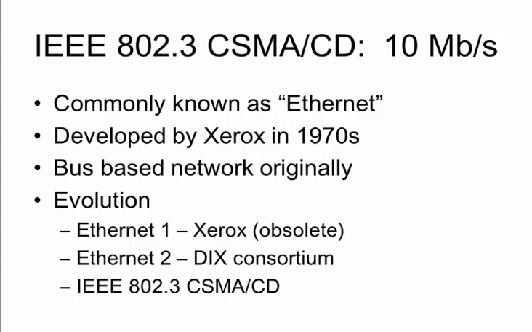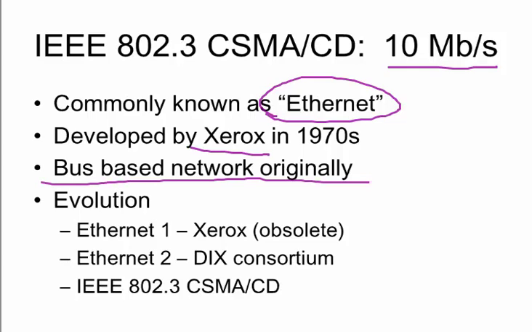So IEEE 802.3 CSMA/CD is the 10 meg standard, commonly known as Ethernet, originally developed by Xerox in the 1970s. Now, originally it was a bus-based network, so it evolved over time. Now, when we get onto the wire, if we're lucky, we will see both of these standards out there. They are compatible with each other, and they work quite happily on the same wire. The original Ethernet one is obsolete. You won't see that out there now.